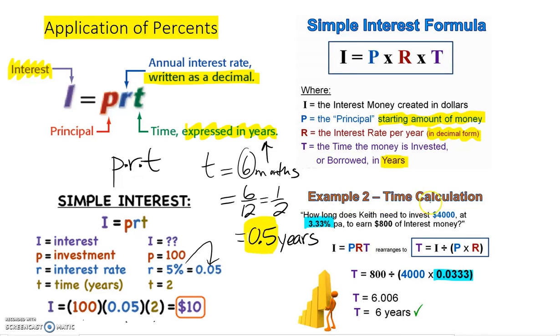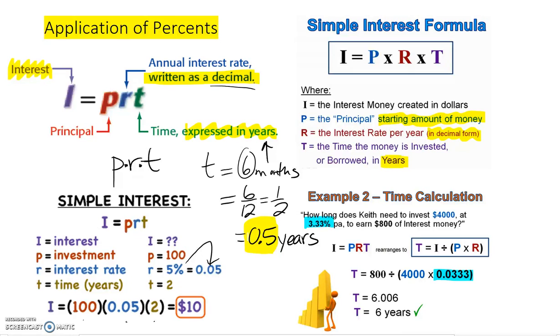Okay, let's take a look at example 2, time calculation. In this case, how long does Keith need to invest $4,000 at a 3.33% interest rate to earn $800 in interest money? Now, I've highlighted this because of the rate. Remember, we're always going to write the rate as a decimal. That's the key.